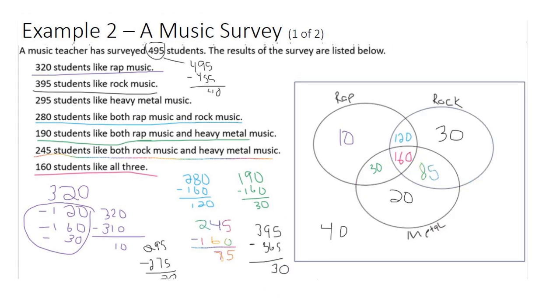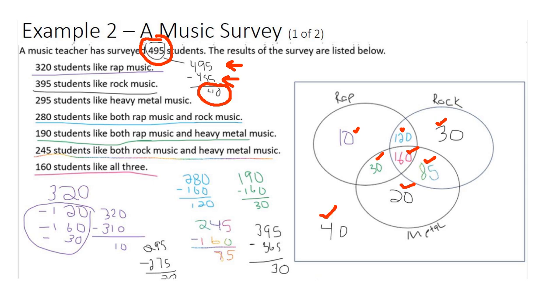So we have 495 students, and we have all these numbers that we already figured out. If we add all these numbers that I'm putting a check mark next to, we end up with 455. But we had 495 students, so the difference is going to be 40, and that's going to be out here.